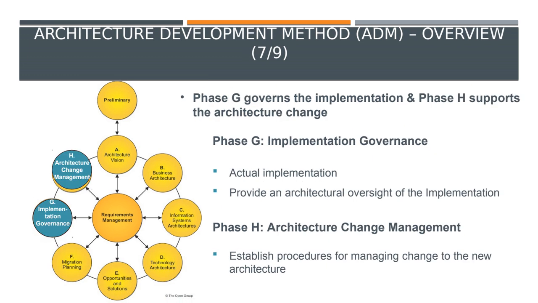Phase G, look at the left here. It governs the implementation, while phase H, this one here, the last one, supports the architecture change. So here in G, it has the actual implementation. So here we are in the implementation phase. H is for change management. You find out that you need to improve, you need to add new things. This is in phase H. So you implement first, then any feedback, any improvements, you do it in the later stage.